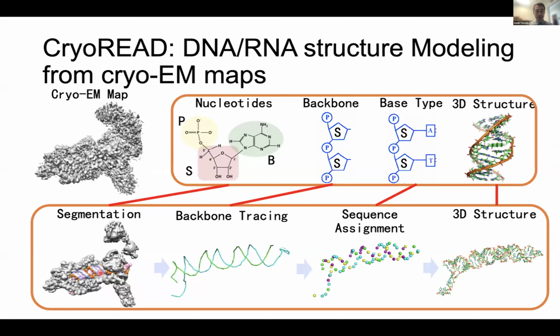Then by using that information, it traces the backbone positions by connecting the phosphate and sugar positions. Then based on the predicted base information, it assigns a sequence. Then finally, it automatically builds a full atom structure. This is CryoREAD.